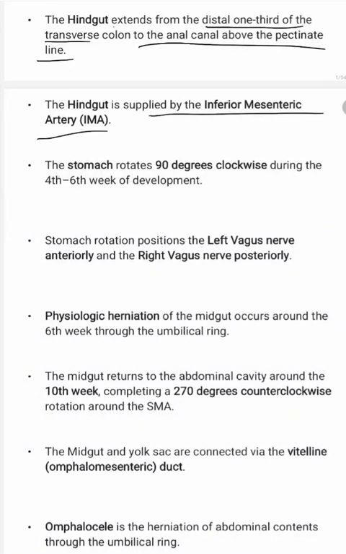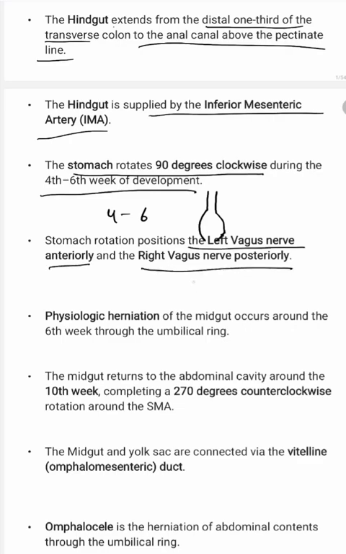Now stomach rotates 90 degrees clockwise during 4 to 6 weeks. Okay, at first stomach develops like this, then there is a 90-degree clockwise rotation, and stomach rotation positions the left vagus nerve anteriorly and right vagus nerve posteriorly. So the left vagus nerve is anterior and the right vagus nerve is posterior.